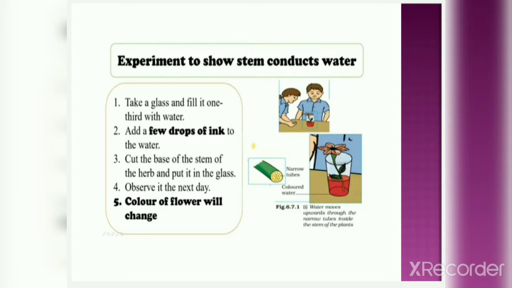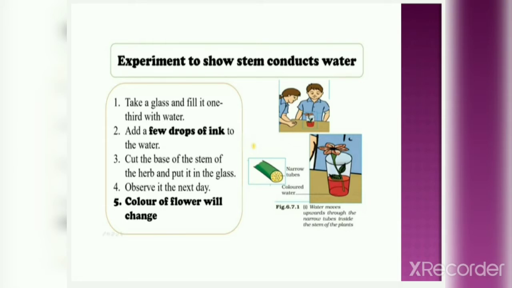Now, here we have an experiment to prove that the stem conducts water. That is, stems transport water and minerals to different parts of the plant. Let's look at the experiment. You have to take a glass and fill it one-third with water. Add a few drops of ink to the water. Here we have taken red ink. Cut the base of the stem of the herb and put it in the glass. Then observe it the next day.